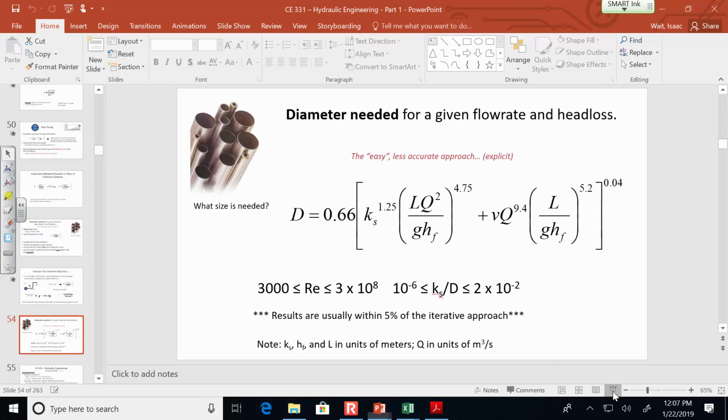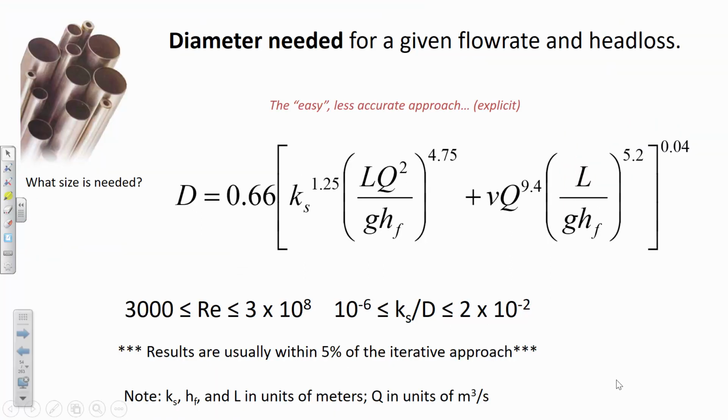Okay, so here's the other equation, the so-called easy method for finding out the required pipe diameter. You can see I put easy in quotes because the formula is really complicated and there are tons of opportunities to make a calculation mistake solving this equation. But since we've got the time, I want to see if we can get a sense for how accurate this diameter is for the previous problem that we just solved.